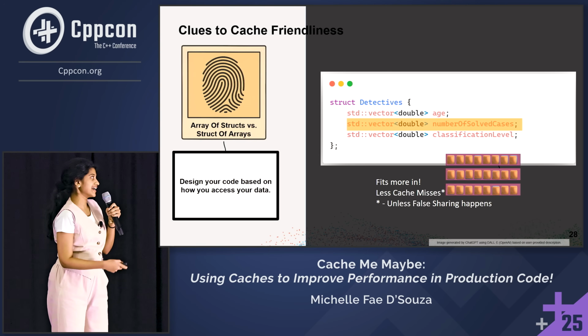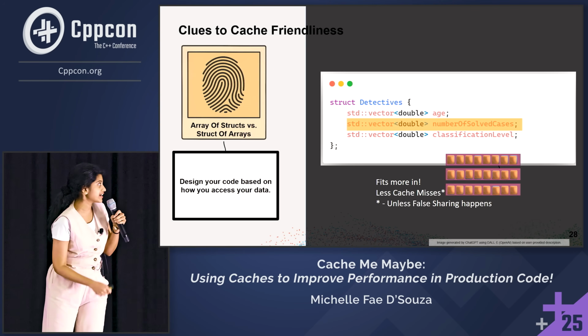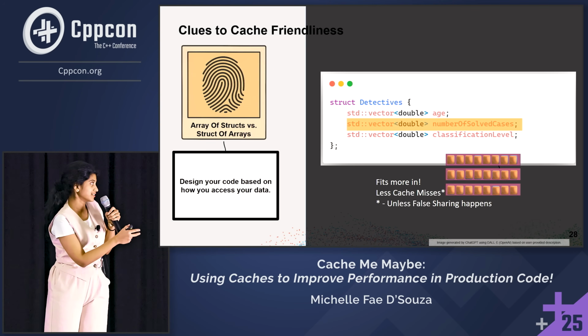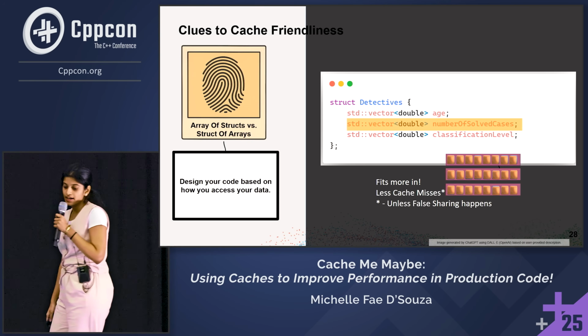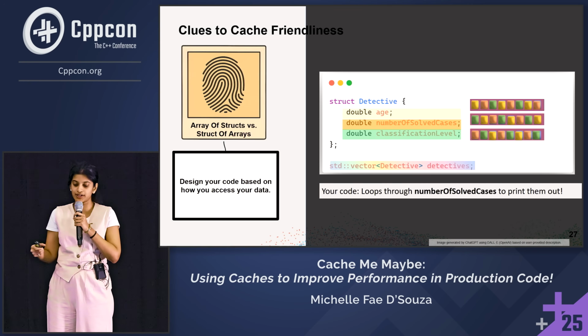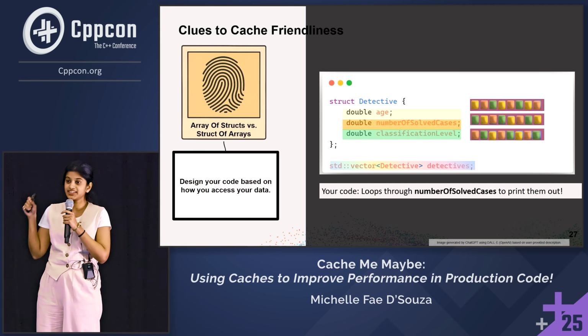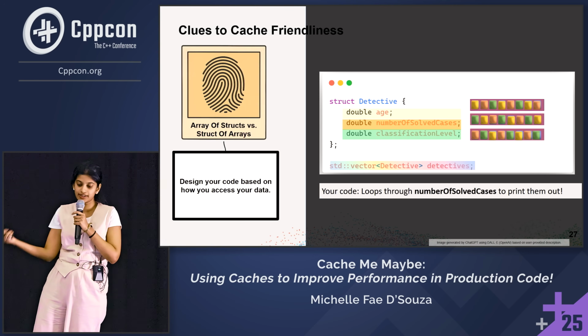So what we do instead of just having a plain member variable is we have a vector of these numbers of solved cases. And this means when we're bringing this into our cache, we're going to fit more of these into the cache as opposed to when we were iterating over detectives, because in that case, we also had age and classification level in the cache.